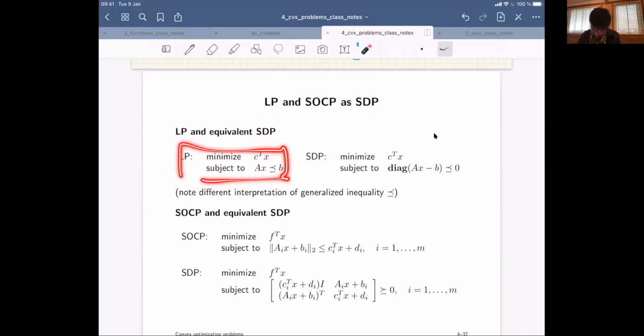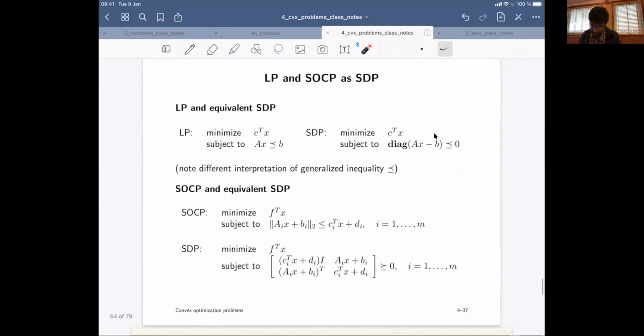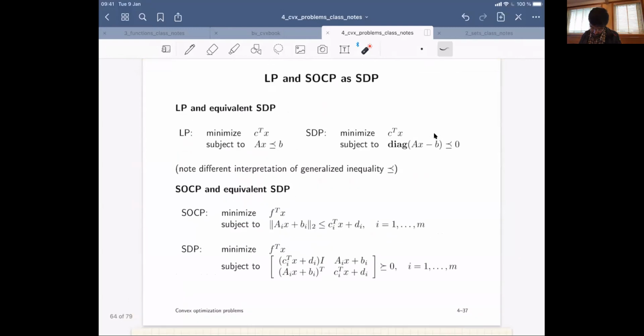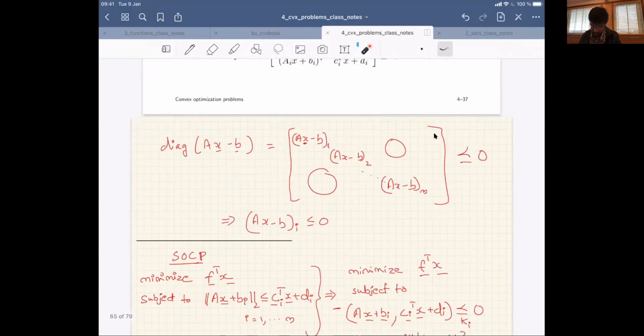So this is the LP where you have this inequality, which is a component-wise inequality. Now, how can you make this LP problem fit in an SDP framework? What is AX? AX will be a vector. You are multiplying a matrix with a vector, so that's a vector. So I take diag of AX minus B.